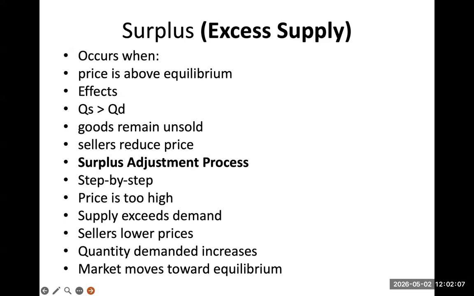Excess supply also occurs when price is above the equilibrium. The effect is that quantity supplied is greater than the quantity demanded. The goods remain unsold. Therefore, sellers will reduce price to catch up with their unsold goods.